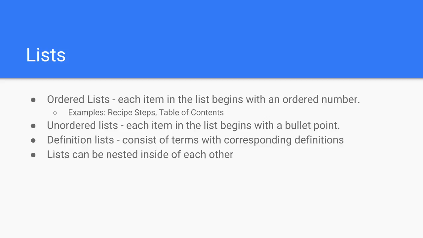We also have definition lists, which are terms with corresponding definitions. And then we can also nest lists inside of each other. So you could have an ordered list, and the first item in your ordered list has an unordered list in it. Things like that. We can have lists nested, just like you would if you're taking notes.